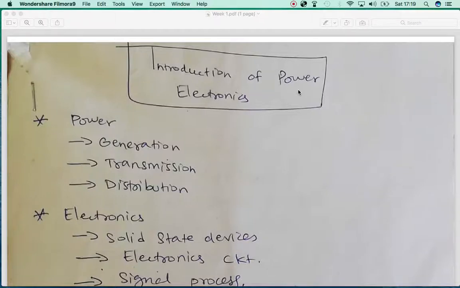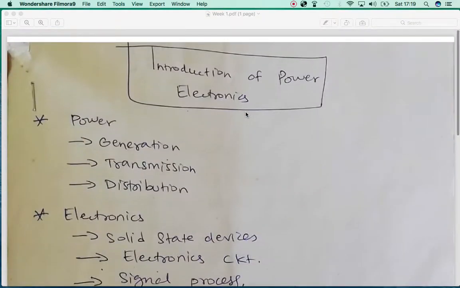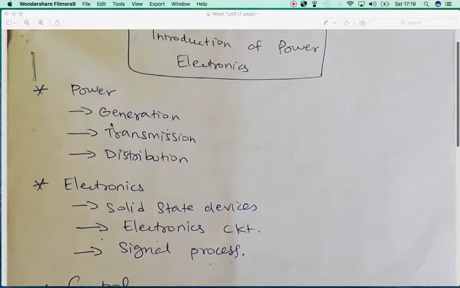Hi, this is the first lecture of the subject, namely power electronics, and in this lecture we will study this topic, which is Introduction to Power Electronics. And at the end of this slide we will be coming up with a conclusion about the importance of power electronics. So to understand its importance, we have to go through these topics.